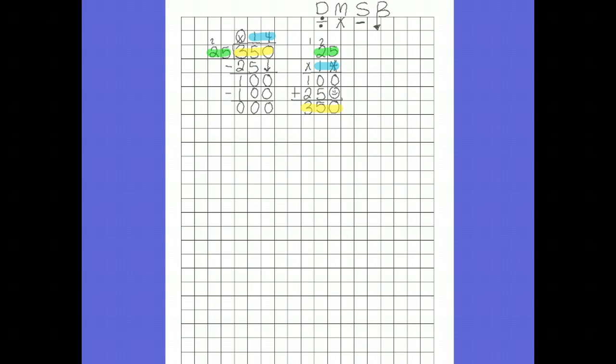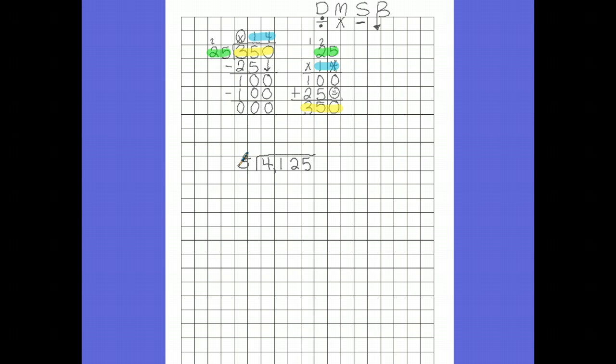Alright, so let's go through one more division problem. That was a 3-digit by 2-digit. This time we're going to do a 4-digit by 1-digit. So I'm going to start with 4,125. I'm going to divide it by 5.